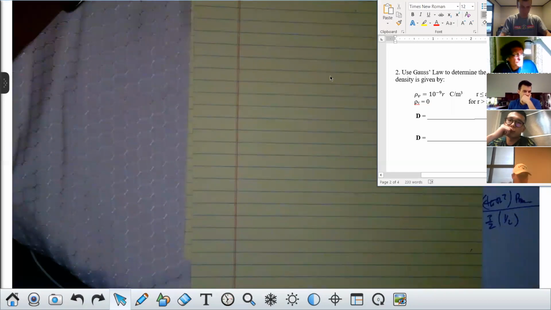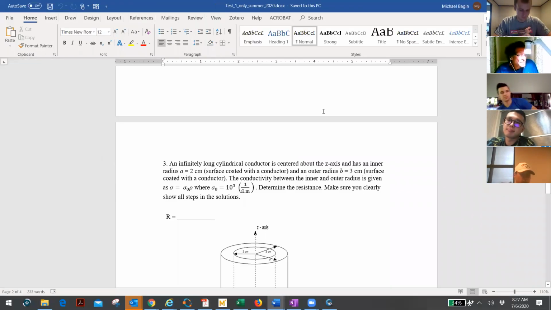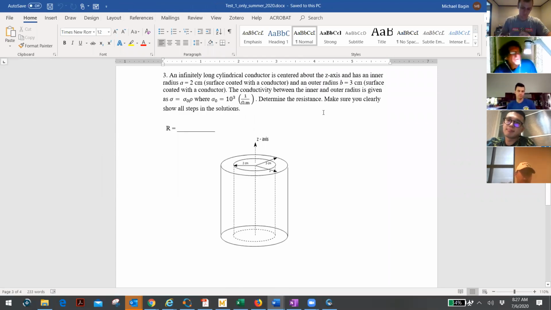And let me show it to you first. Here, I have an infinitely long cylindrical conductor, which has an inner surface A and an outer surface B, and the conductivity between the inner and outer is sigma naught rho, where sigma naught is 10 to the 3rd. Determine the resistance.